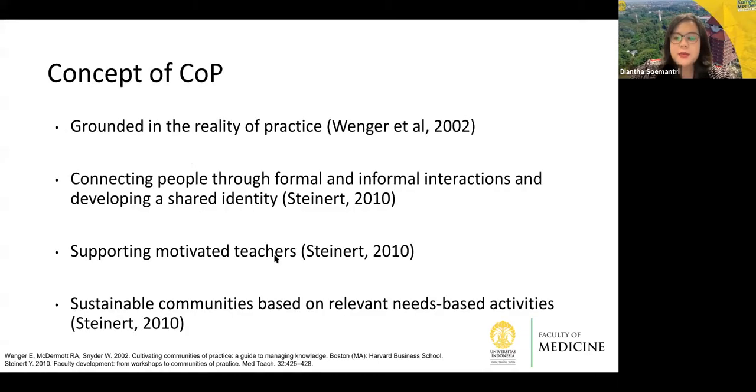There are several concepts of COP which I consider important for us to discuss. First is that COP is grounded in the reality of practice. So if we discuss COP, we really discuss the reality of practice. We understand that learning is not only in the class or in formal education, but we can learn a lot from our practice, be it as a medical practitioner or as a health professions teacher or medical teacher and so forth. With the reality of practice we encounter day by day, community of practice helps us to learn from all the practices and all the experience.